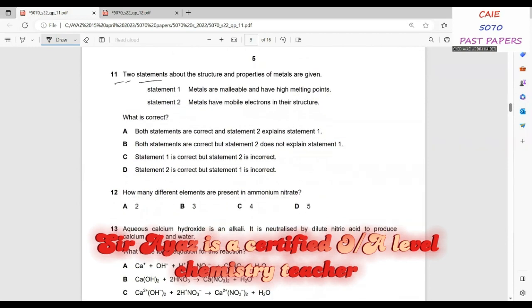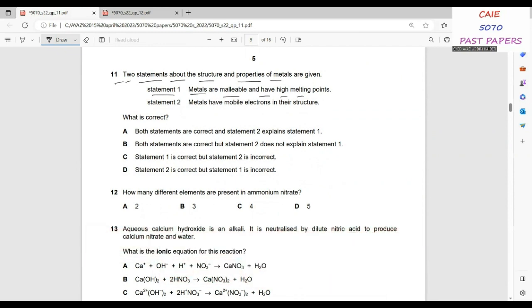11. Two statements about the structure and properties of metals are given. Statement 1, metals are malleable and have high melting point. Statement 2, metals have mobile electrons in their structure. What is correct? A, both statements are correct and statement 2 explains statement 1. Both statements are correct, but statement 2 does not explain statement 1.